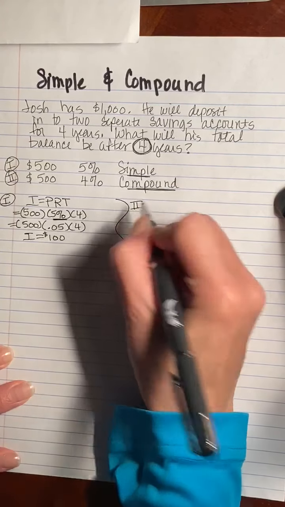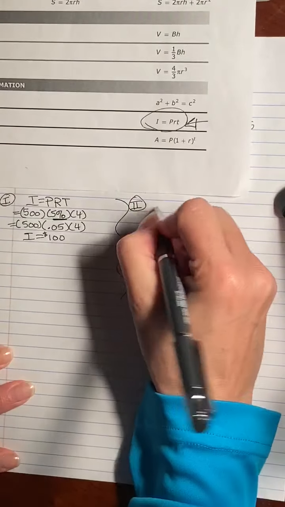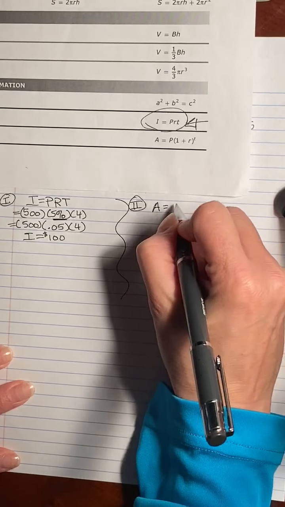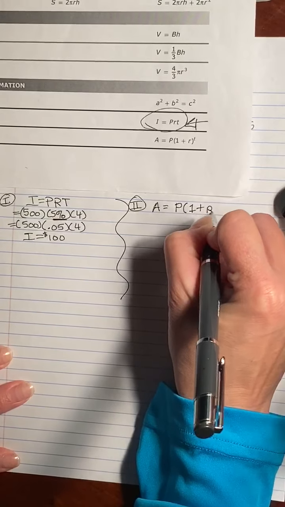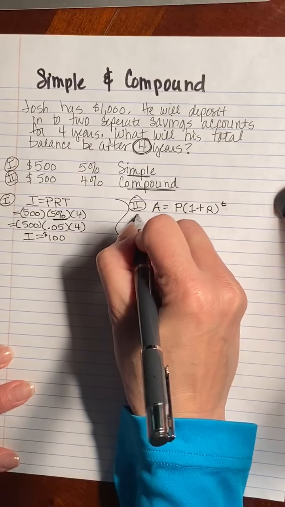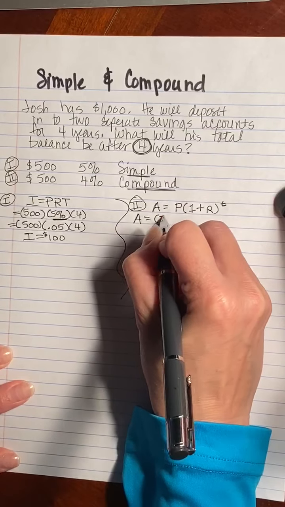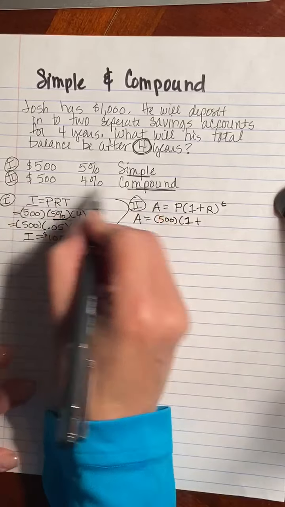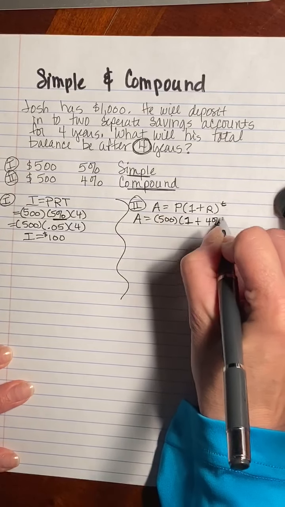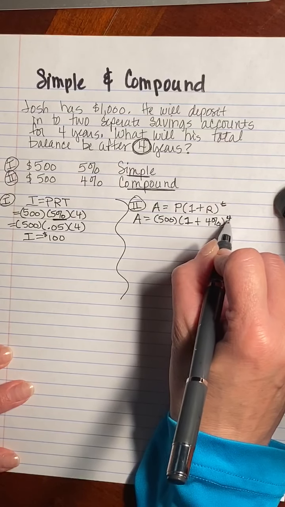Now let's look at account number two. Compound interest: if we look at our mathematics reference chart, our formula is A equals P, that's my principal, times 1 plus the rate to the time power. So the total amount, that's what this A stands for, is the total amount. The principal is 500 times 1 plus the rate. The rate is 4%. And the time power is 4. Remember, that's like an exponent or power.